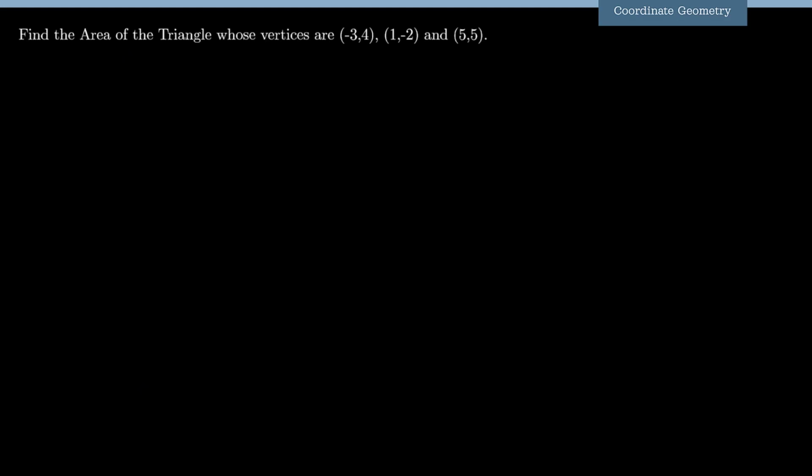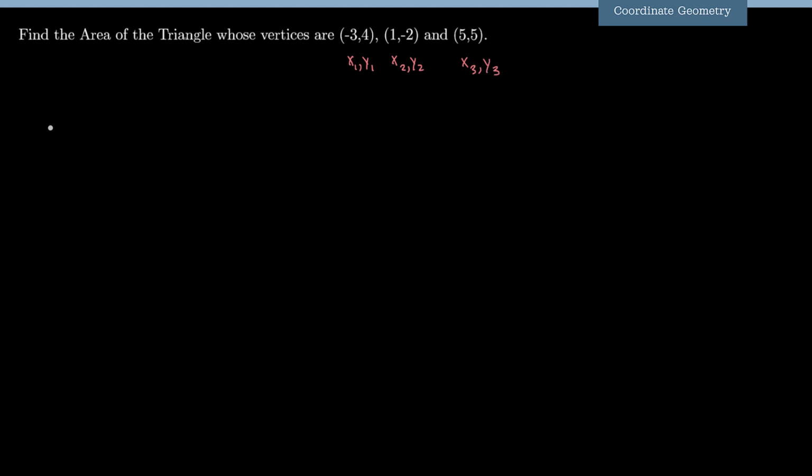Now let's look at a couple of examples. In this first example, I need to find the area of the triangle whose vertices are (-3, 4), (1, -2) and (5, 5). In order to use this formula, I don't need to imagine how the triangle looks. I only need to know the coordinates of the vertices. The first step would be to name my coordinates. I can start with any one coordinate and name it as x1, y1. The next I'm going to name as x2, y2 and this as x3, y3.